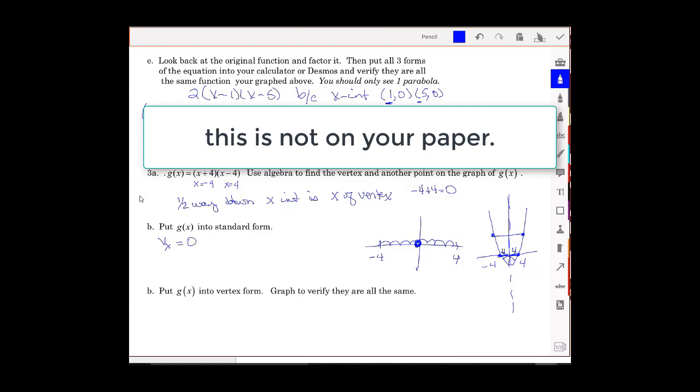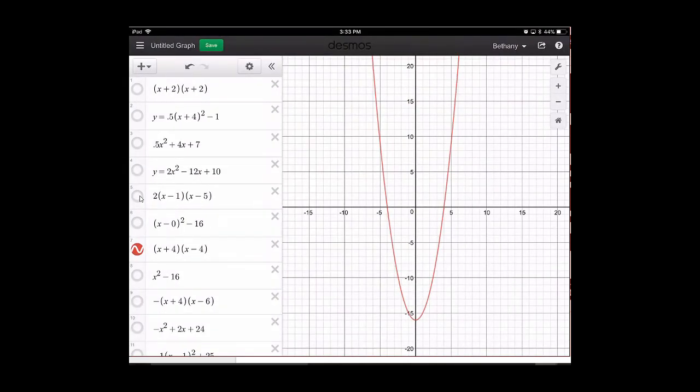And to find the y, to make sure that I know what my vertex is, g of x, I know the x is 0. I just need to find the y that goes with it: (0 plus 4)(0 minus 4). So that's going to be 4 times negative 4, which is negative 16. So this vertex, not a very good sketch, but the vertex down here is (0, negative 16). And again, if we look at our graph at the vertex, we found the right one.